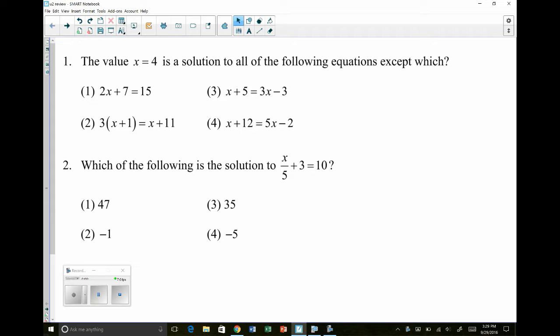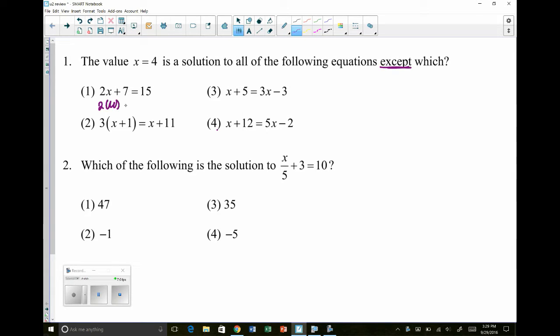Number 1, the value of x equals 4 is a solution to all of the following equations except which? So x equals 4 is a solution to all of them except which one? If something is a solution to an equation, I can plug it in and I'm going to get a true statement. I should not have to go through and solve all 4 of these. All I'm going to do is plug in x equals 4.